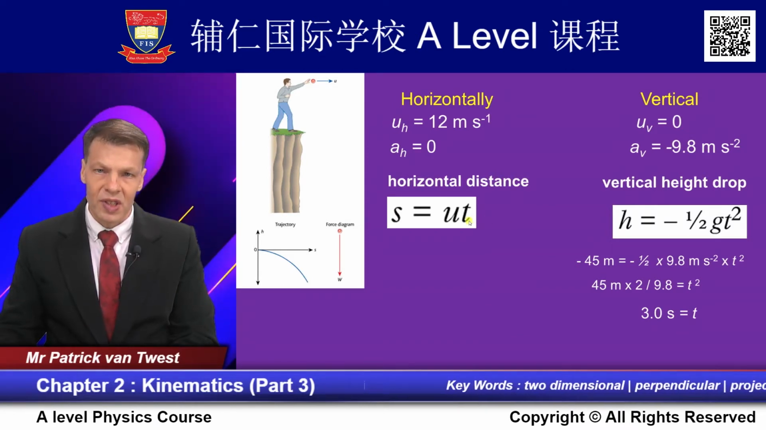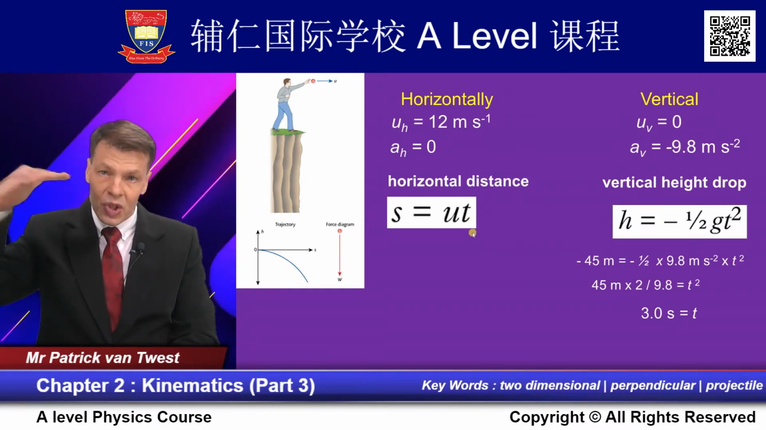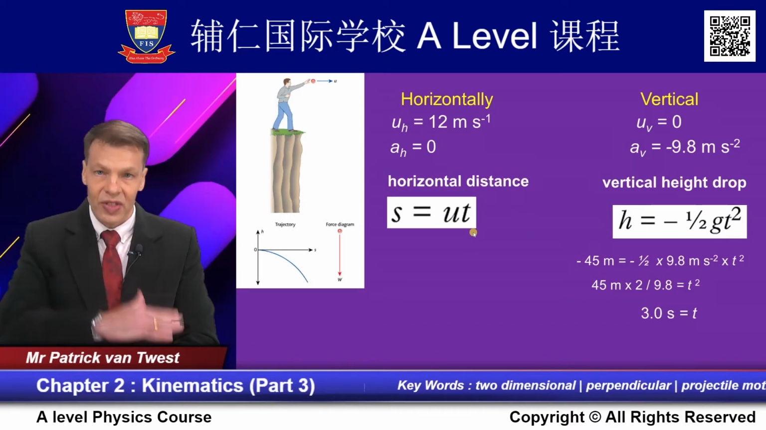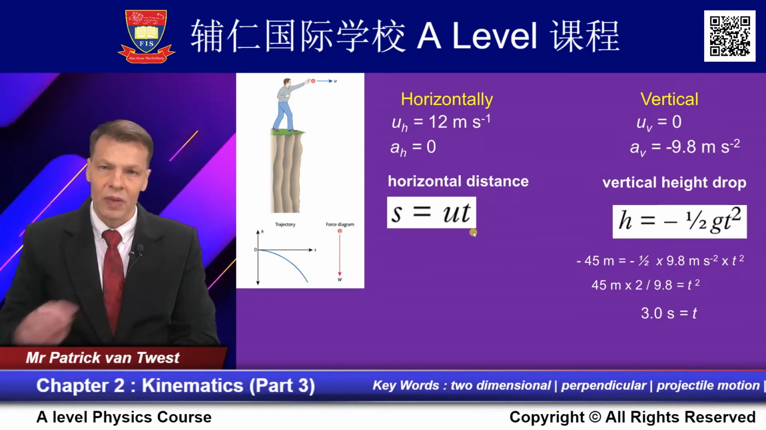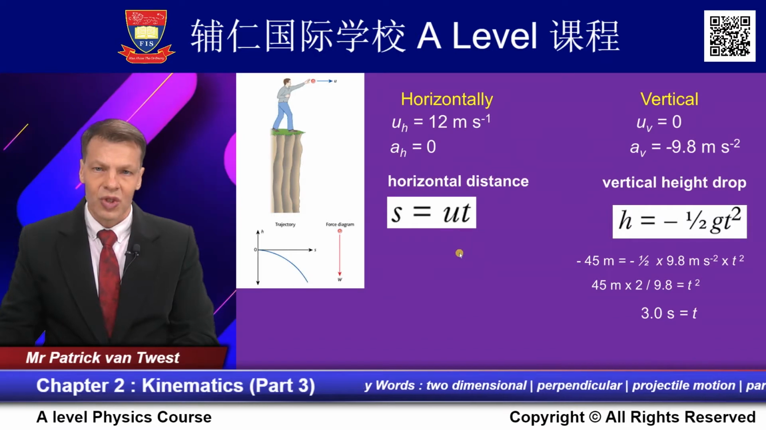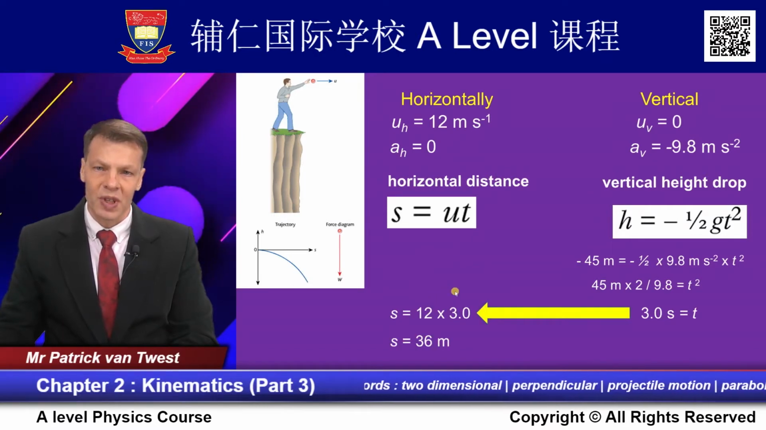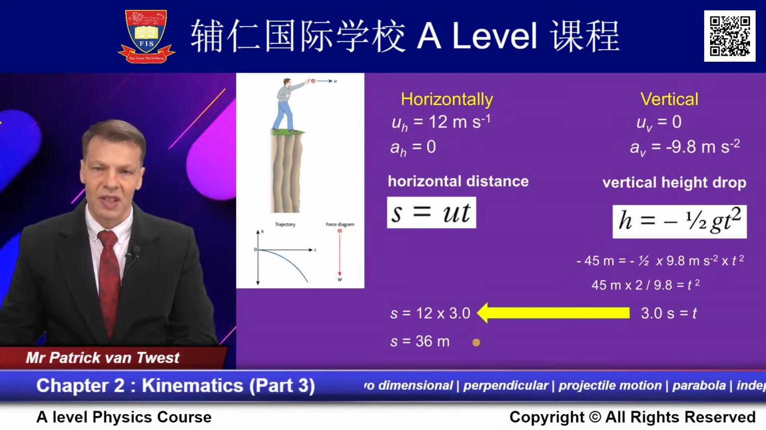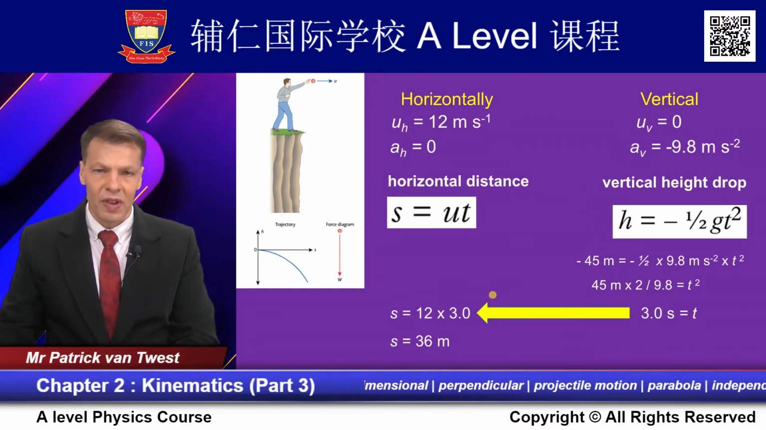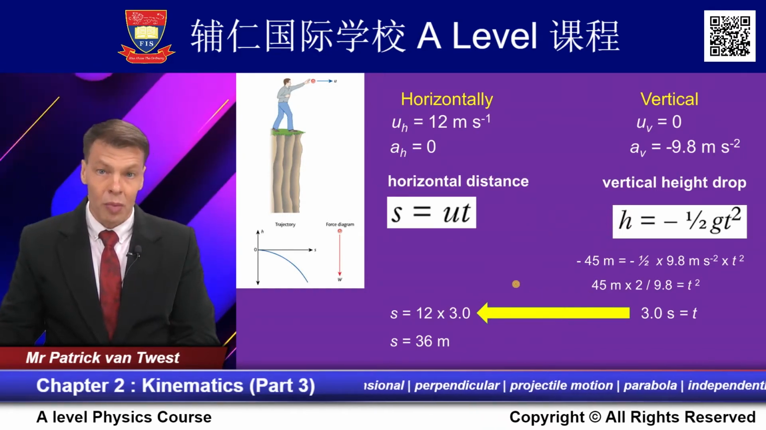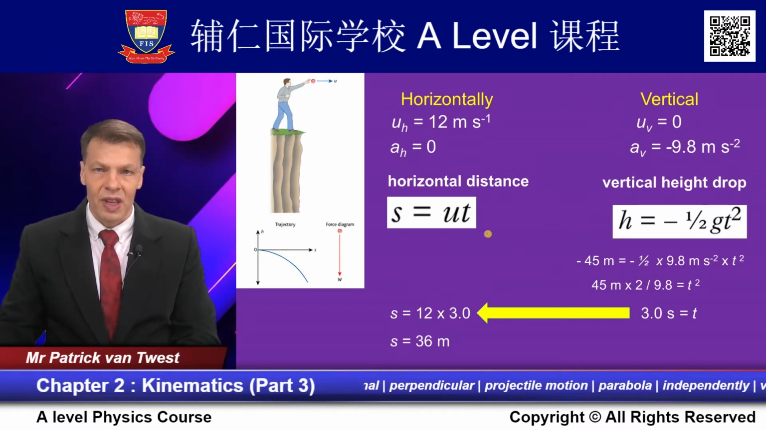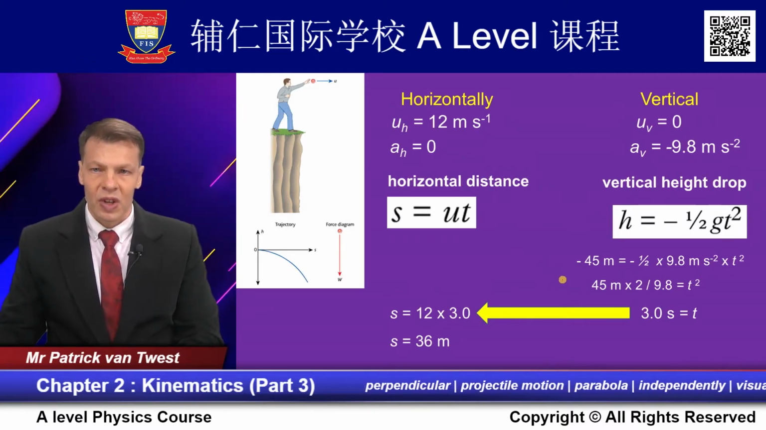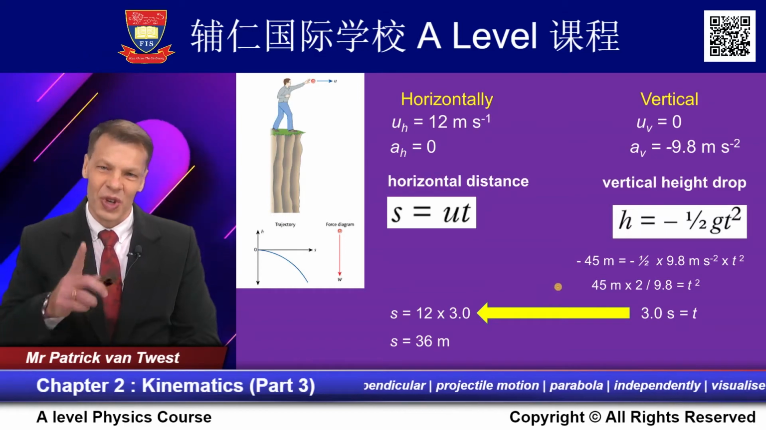So after 3 seconds, if it takes 3 seconds for that object to hit the ground, how far would it have gone? Well, horizontally, it's just traveling at 12 meters per second. So multiplied by 3 seconds, you get 36 meters. Okay, so it's quite a bit of mathematics and quite a bit of problem solving to get there. But I think if you go through all the steps, you'll find it's not too difficult. You can do it.